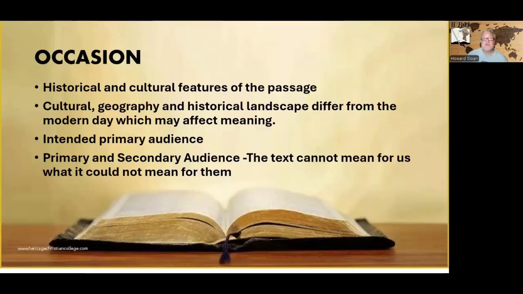We also need to consider the idea of primary and secondary audience. A text cannot mean for us what it could not mean for them. When we say the primary and secondary audience, we are referring to the fact that there is a difference between how they would have received the text and how we should receive the text. We need to determine what it meant for them and then bring that into a modern context in order to be able to make accurate interpretation.